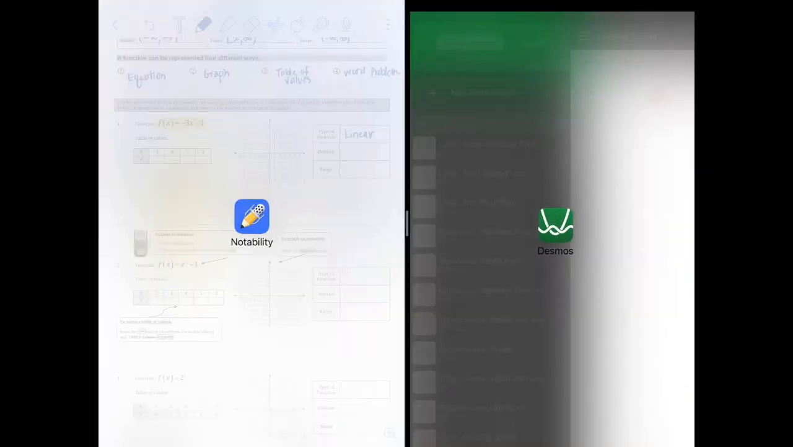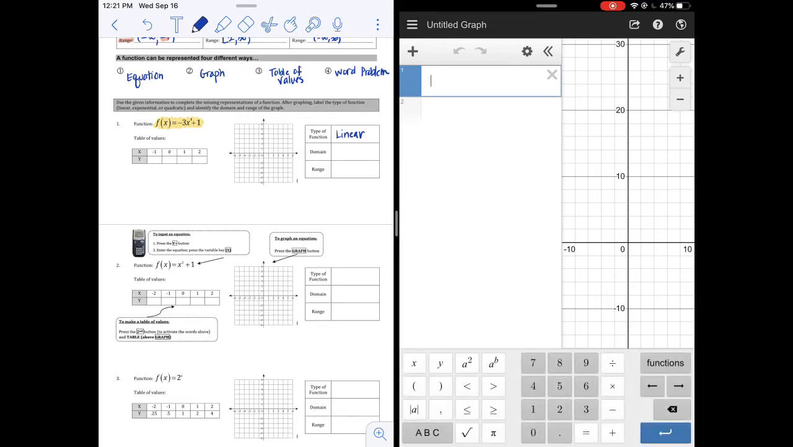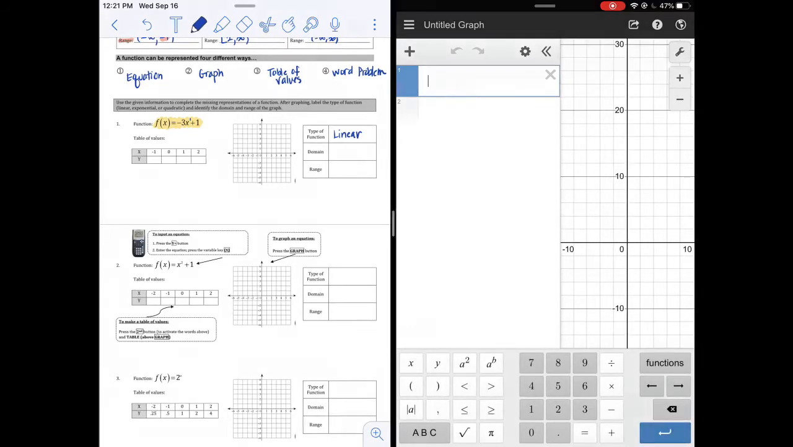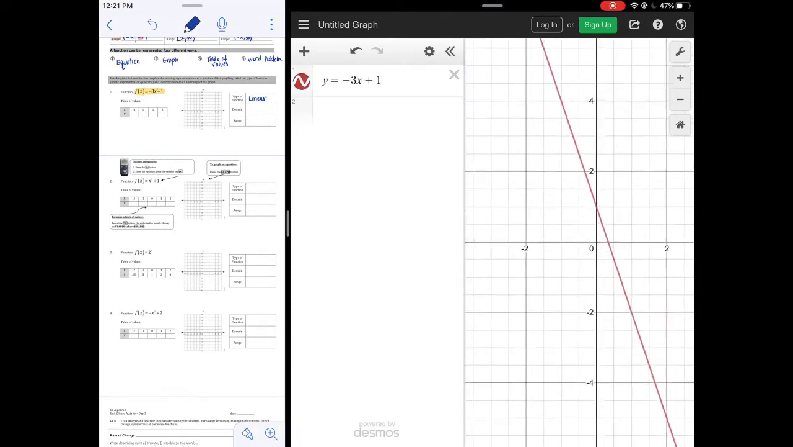Okay, so this is a free graphing calculator. And so I'm going to type my graph in here on the left. So I have y equals, or you could type f of x, it's the same thing, negative 3x plus 1. And I have my graph. And you can zoom in by pinching.